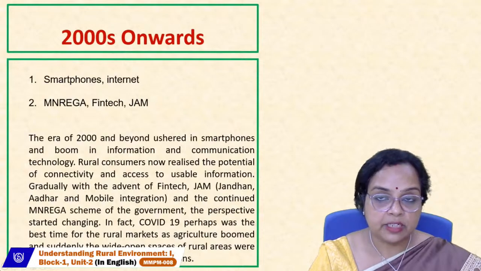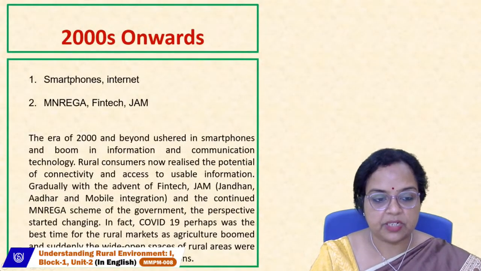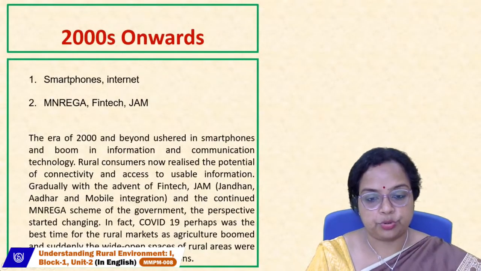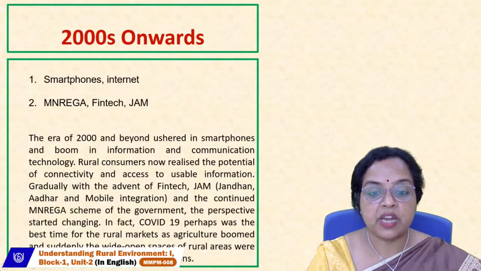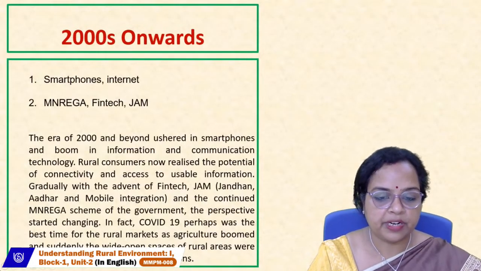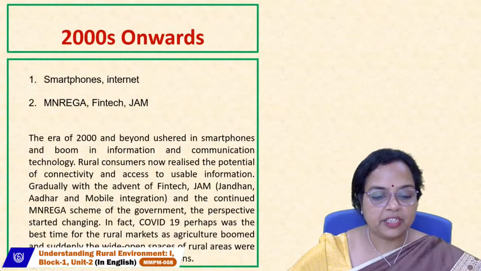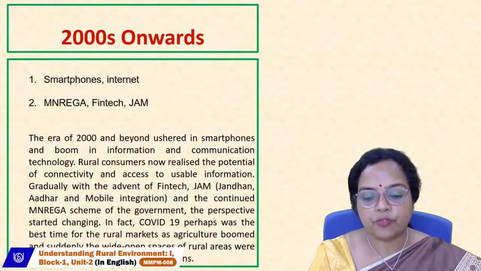So gradually fintech, that is financial services through technology, Jan Dhan, Aadhaar, mobile integration and the MGNREGA scheme, that is the government scheme, gave sufficient boost to the marketer to introduce their products and made the consumer educated about the products and product knowledge. After COVID-19, perhaps it was the best time for the rural market, as agriculture boomed and suddenly the wide open spaces of rural areas were the perfect antidote for the COVID infection.